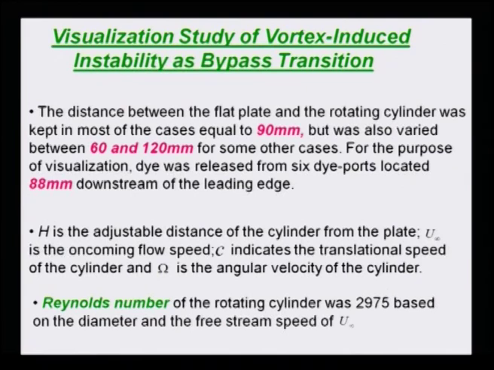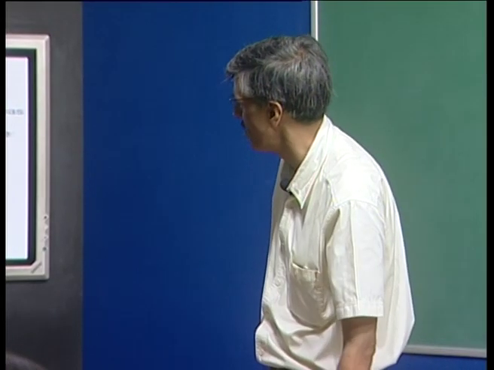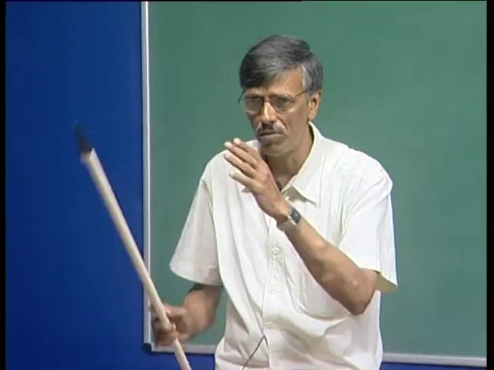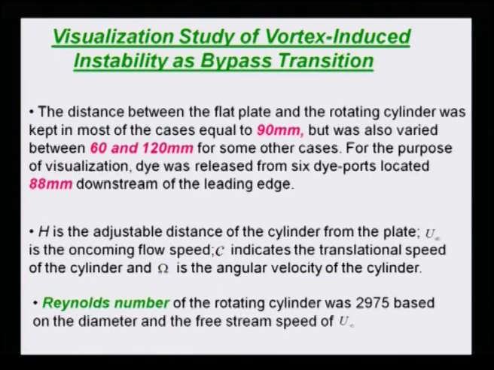Now, what happens is we kept a distance of about 90 millimeter between the flat plate and the convecting cylinder, but we could also bring it closer to 60 or take it further to 120 mm, because we wanted to see the effect of height also of this vortex, right? Dye was released from 6 dye ports, as we saw. This was positioned somewhere around 88 millimeter downstream of the leading edge.